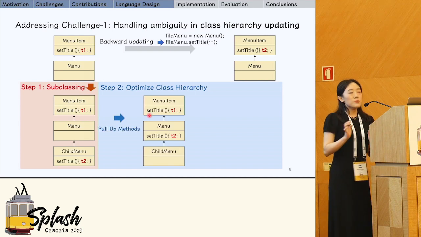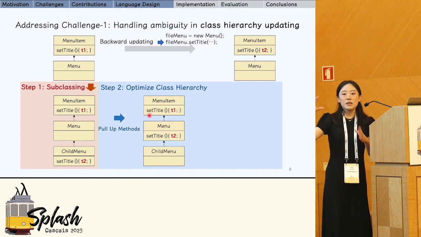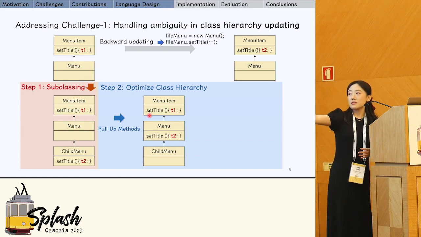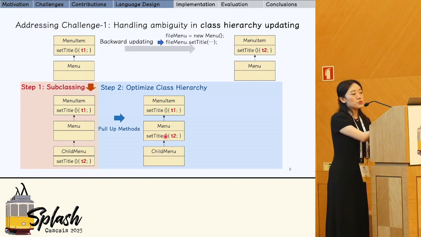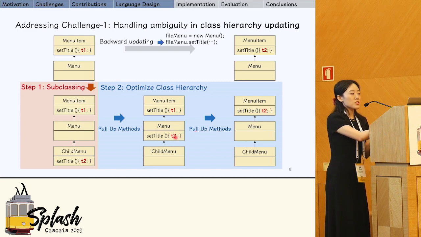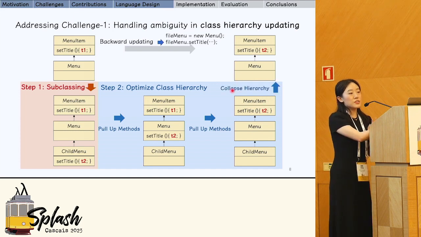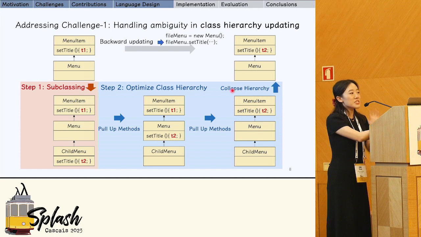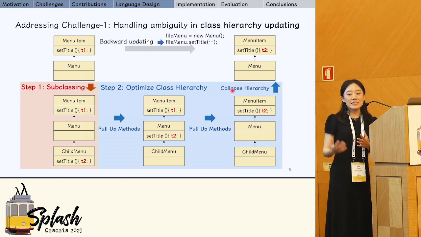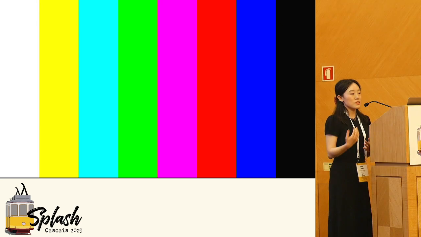First, pull-up methods will lift methods from subclasses to superclasses. For example, we may pull up this setTitle method from child menu to menu class. Then we can also continue to pull up this method setTitle from menu class to menu item class. The second step is called collapse hierarchy, which removes empty, newly created classes. We think this is better for developers to understand because the number of newly added classes and methods is reduced.